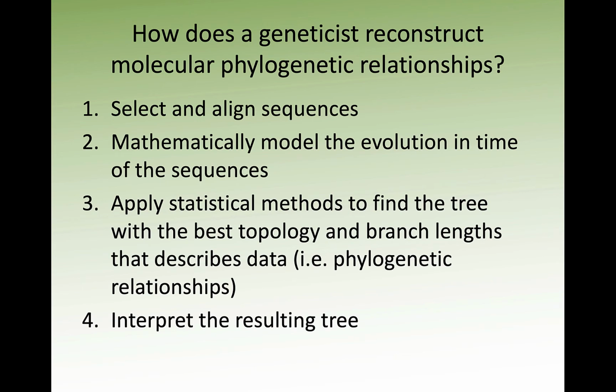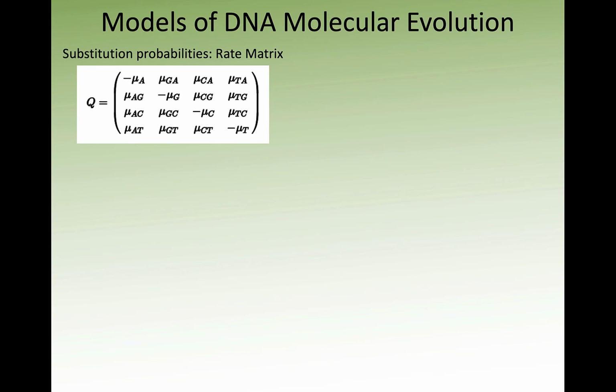So how do you actually make a molecular phylogeny? How do you define it or reconstruct it? Basically, select and align some sequences. You then apply a mathematical model, the best model that most closely matches your data, to model the evolution of these sequences. Once you've done that, we'll apply some statistical methods to find the tree with the best topology, or ordering of organisms into clades, and/or branch lengths that describe the data. Then once we have the tree and the phylogeny, we can interpret the resulting tree in the context of whatever question we're asking.